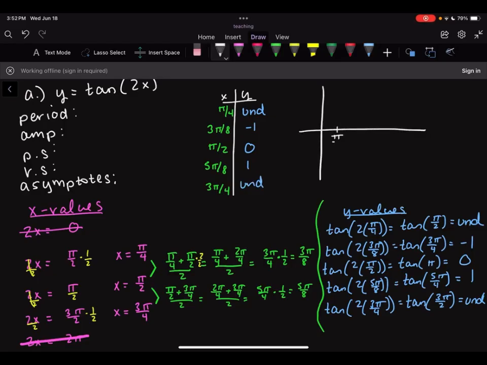I'll plot these on my graph. So I have asymptotes at pi over 4 and at 3 pi over 4. I have a 0 here, -1 here, +1 here. And there's my rough sketch.